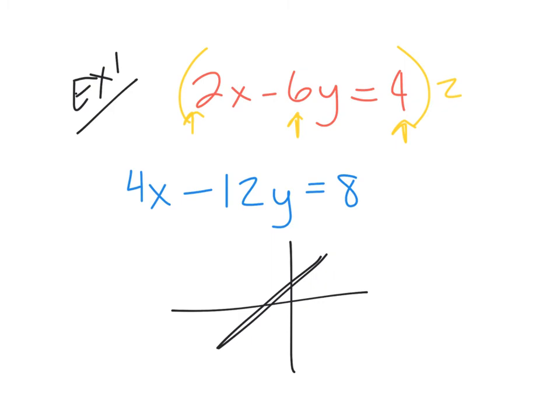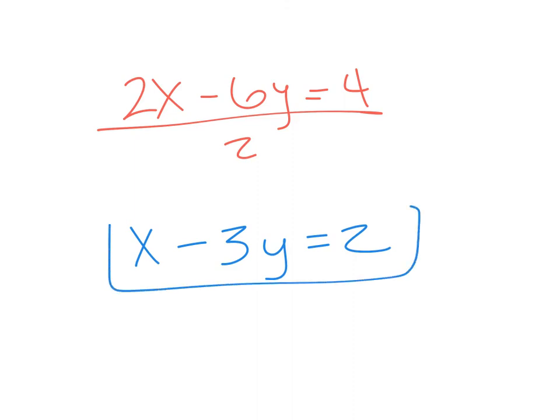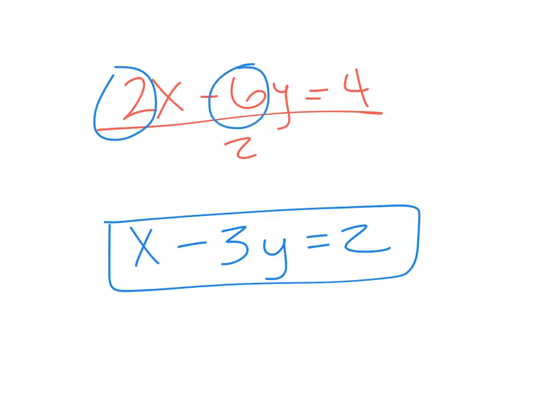Let's do another one. I had 2x minus 6y equals 4. So another way we could do this, instead of multiplying by 2, is dividing everything. So let's divide everything by 2. 2 divided by 2 is what? 1. So I can just write x. 6 divided by 2 is? And 4 divided by 2 is? So there's another version of an equivalent equation. The key is whatever you do to the left-hand side of the equal sign, you have to do the same to the right-hand side. You have to do it to everything.